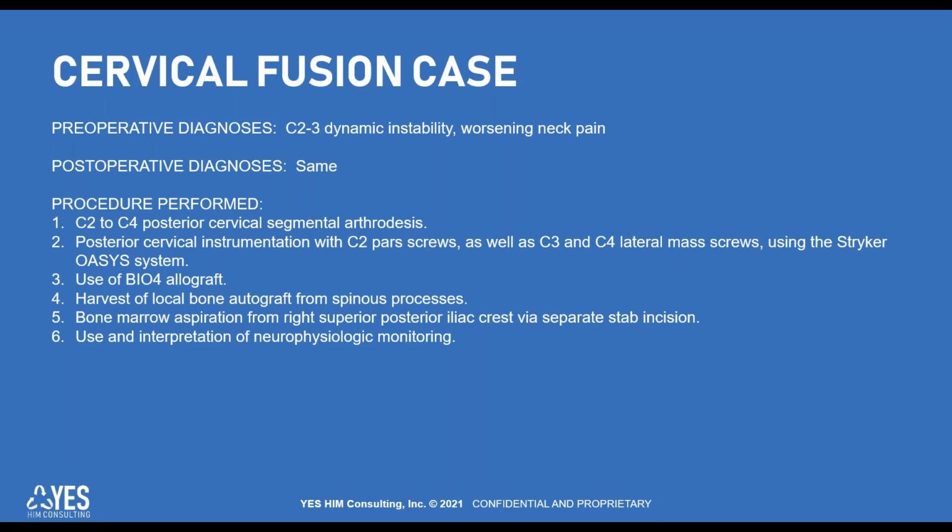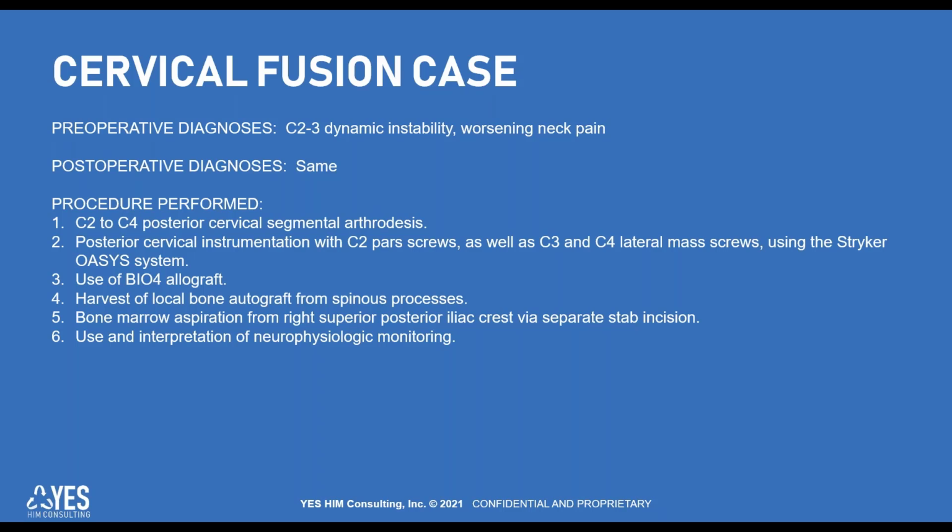You can have a lot of CPT codes, so I always like to match the CPT codes back to what the surgeon lists as procedures performed, just to double check that you didn't miss any. So the first performed was a C2 to C4 posterior cervical segmental arthrodesis. So we already have a lot of great information there. C2 to C4 posterior cervical segmental arthrodesis. So just keep that in mind.